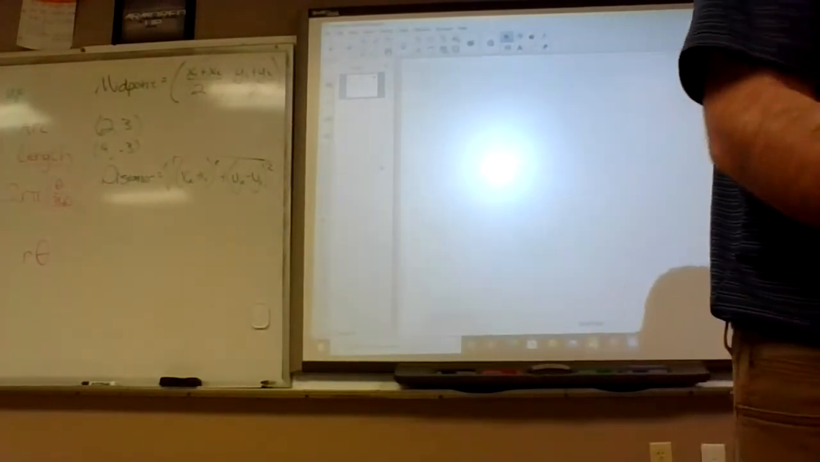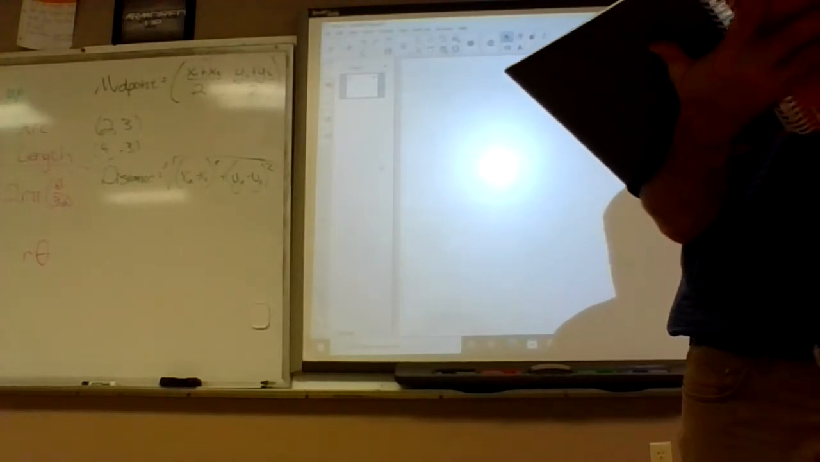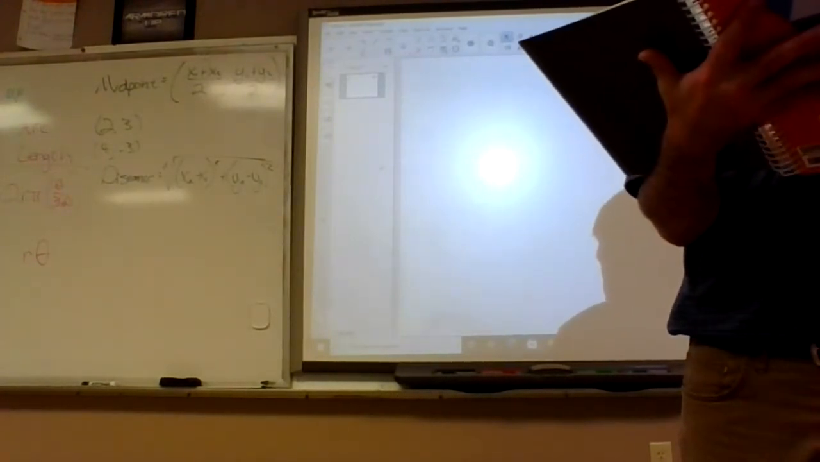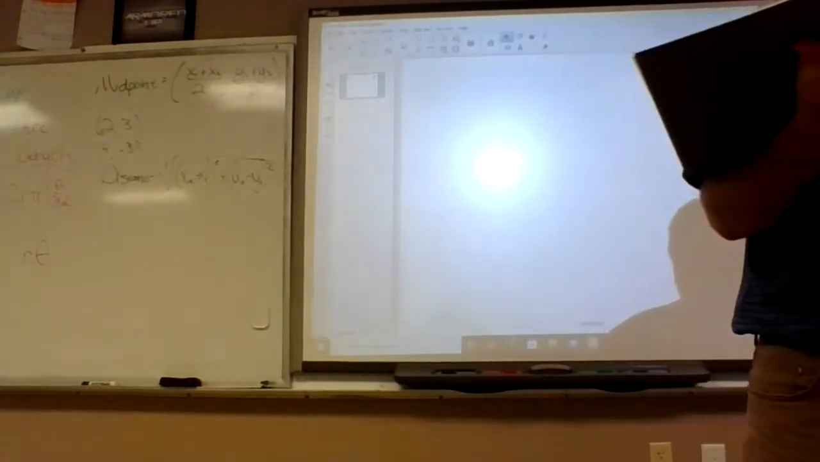All right. Okay, a mid-segment of a triangle is a segment connecting the midpoints of two of the triangle sides. That's their one definition there.